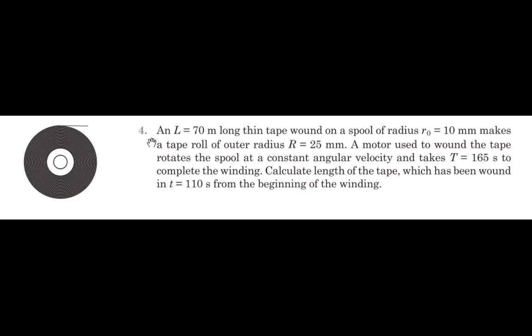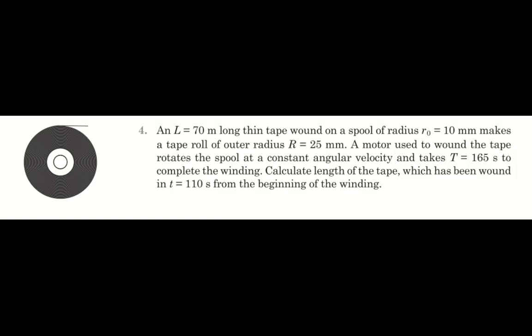So this is question number 4 from the book Pathfinder, chapter kinematics, subsection challenge your understanding. An L-length long, thin tape wound on a spool of radius r0 makes a tape roll of outer radius capital R. A motor used to wind the tape rotates the spool at a constant angular velocity and takes a capital T time to complete the winding. Calculate the length of tape which has been wound in time small t from the beginning of the winding.